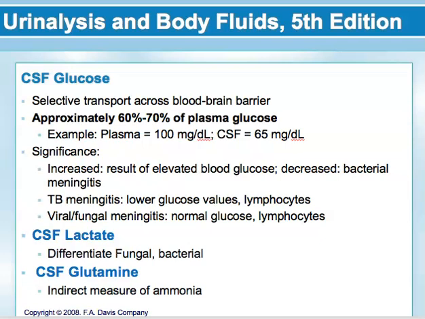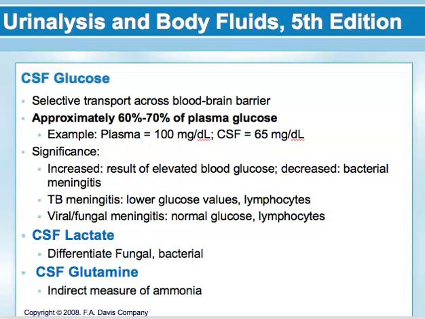Okay, CSF glucose values will be 60 to 70% of the plasma glucose value, so you would need to compare it to a blood sample for accurate determination. Significance of the glucose in CSF: if it's elevated, this is always a result of elevated blood glucose. If it's decreased, this has diagnostic value in determining the cause of meningitis.